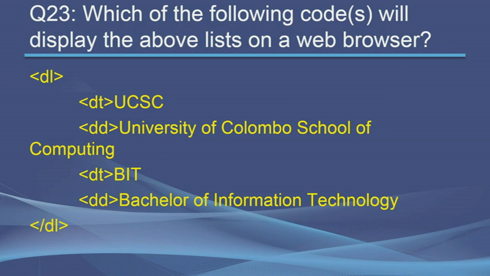So you can have an ordered list, an unordered list, but here you have a description list. In this description list, the defined term is UCSC, and the description, which is given in the DD tag, is University of Colombo School of Computing. So the term UCSC is described using the DD tag, and then you have the term BIT, which is described as Bachelor of Information Technology using the DD tag. So you have what is called a description list. You need to know that, and that is actually given in your reference in your syllabus.